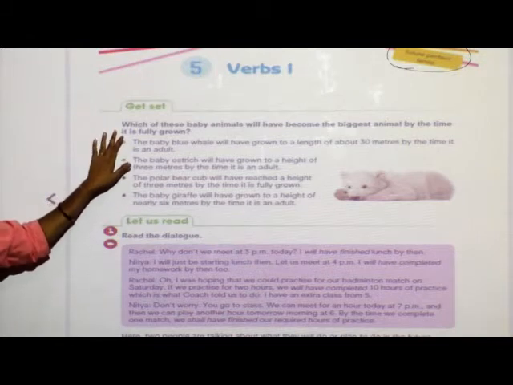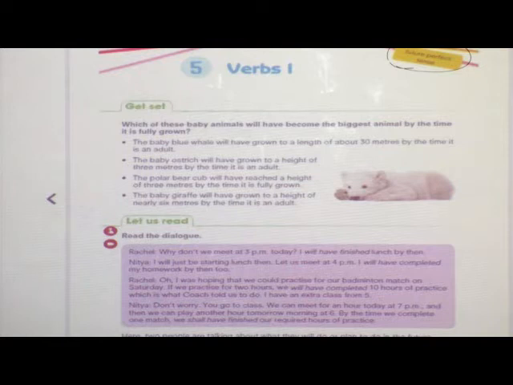Okay, so let's read these sentences. Which of these baby animals will have become the biggest animal by the time it is fully grown? Let's read the options. The baby blue whale will have grown to a length of about 30 meters by the time it is an adult. The baby ostrich will have grown to a height of 3 meters by the time it is an adult. The polar bear cub will have reached a height of 3 meters by the time it is fully grown. The baby giraffe will have grown to a height of nearly 6 meters by the time it is an adult.